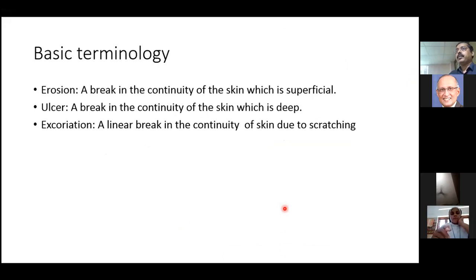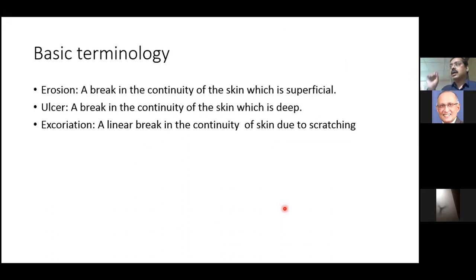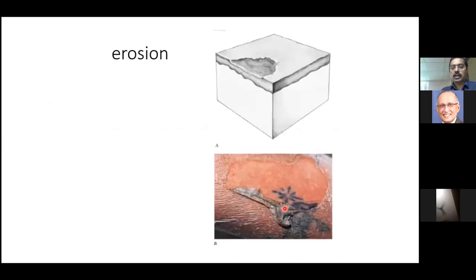Basically, that is an excoriation. So there should be a break and it should be linear. You can call an excoriation a linear erosion, right? So this is how an erosion will be: just a superficial peeling of the skin, just like what you develop in a friction blister or a thermal blister.